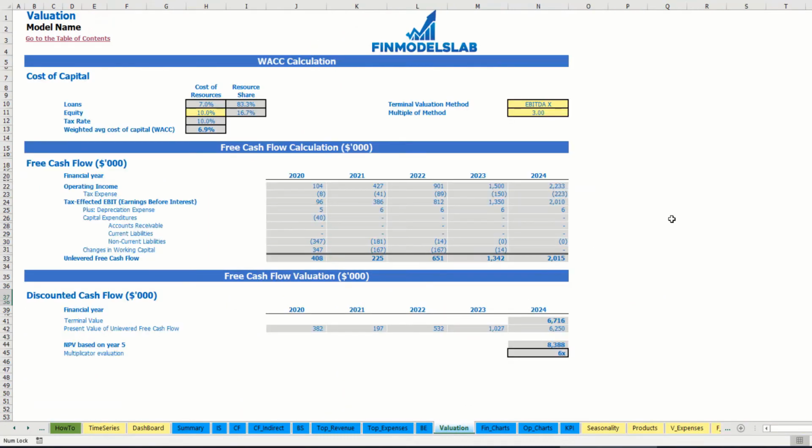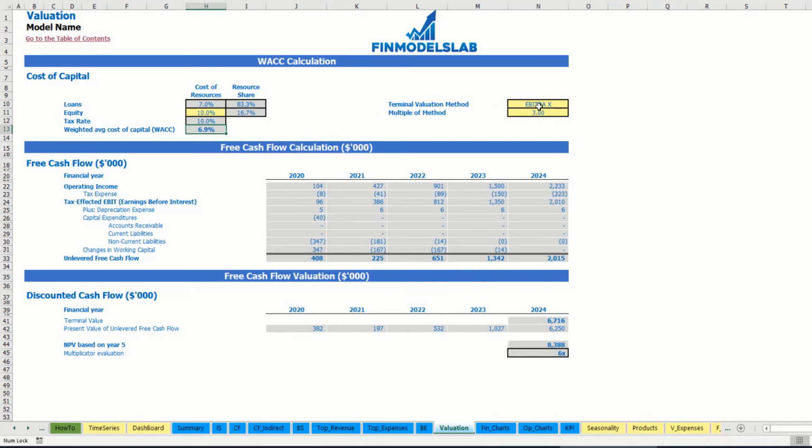On the Valuation tab, you may see the calculation of company valuation based on the cost of equity, which you may input here. Cost of loans you previously inputted on the dashboard. Calculation of resource share you may see here. There's also tax rate, and here you may find the weighted average cost of capital.